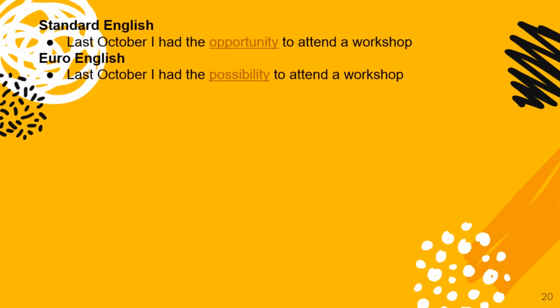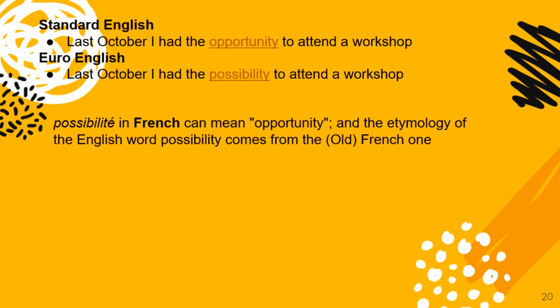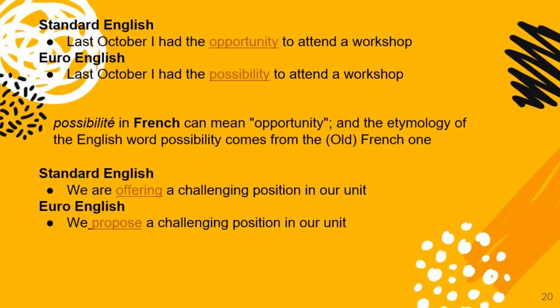Another for Standard English would be, last October I had the opportunity to attend a workshop. And in Euro English, last October I had the possibility to attend a workshop. And for the last example, Standard English is, we are offering a challenging position in our unit. And for Euro English, we propose a challenging position in our unit.